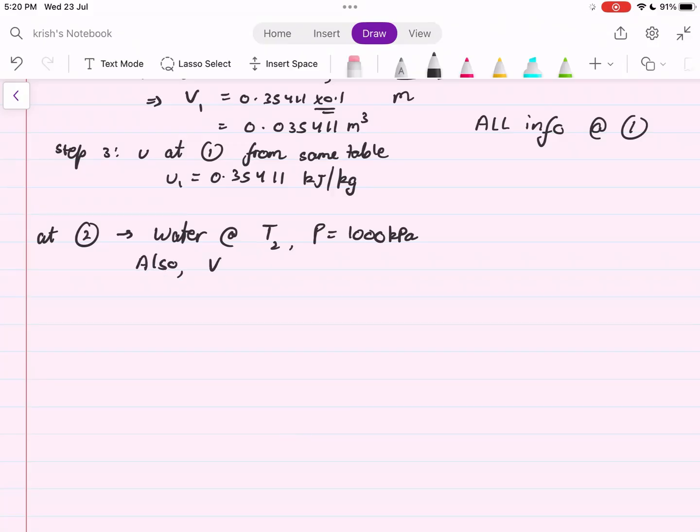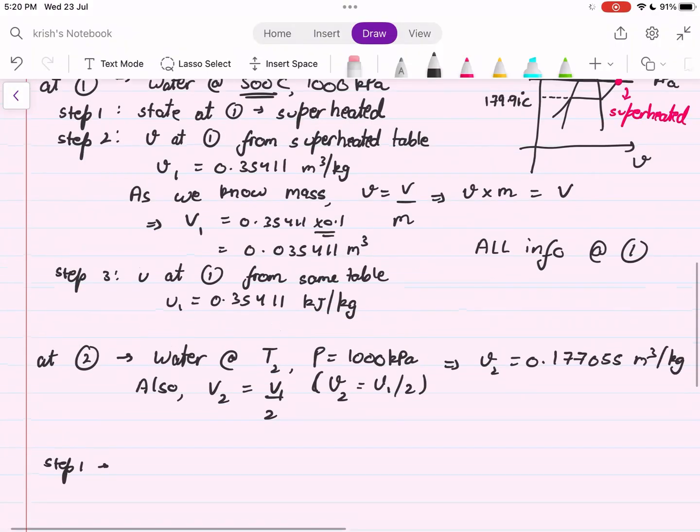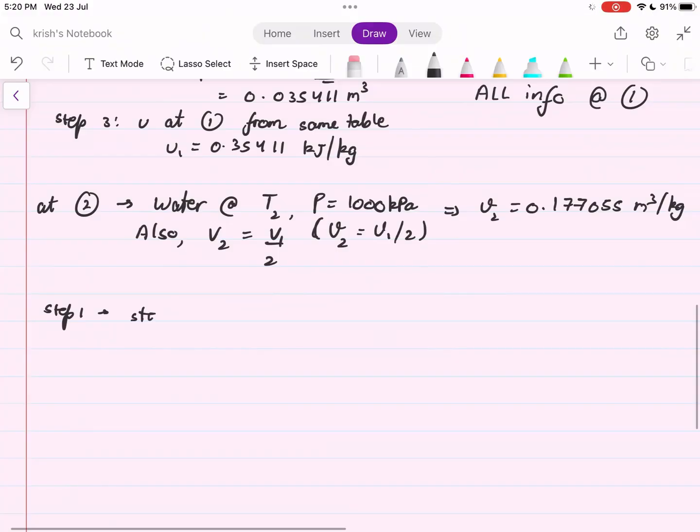Also, V2 equals to capital V1 by 2, or you could have just done it by specific volume terms as well, because mass on both sides will cancel out, which implies v2 equals to 0.177055 meter cube per kg. So now what is the state at 2? Right, so step 1 is to find the state at 2.